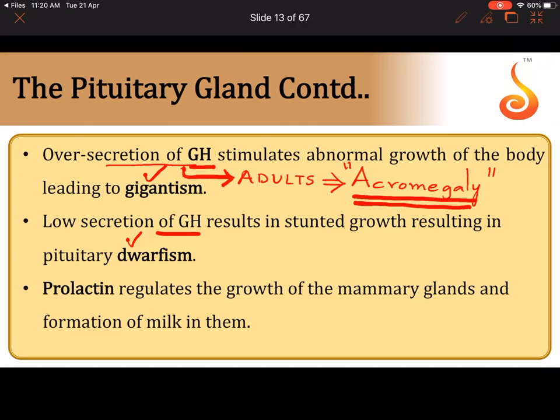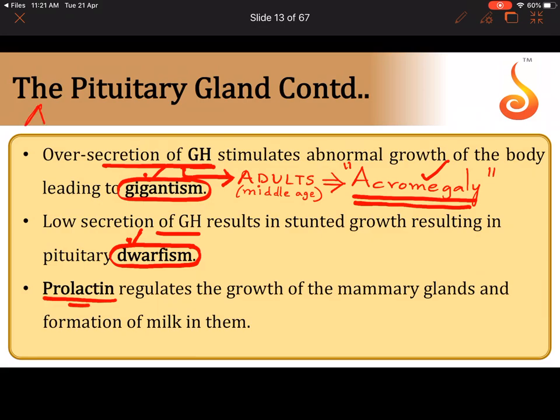This is a hypersecretion condition, a disease where there is excessive growth hormone in middle-aged adults. So when I say adults, you should remember it is mostly in middle-aged adults. The symptoms show up very slowly, and once they show up, if it is not treated, it can also be fatal to the person. So gigantism is excessive secretion in children, acromegaly is excessive secretion in adults, and dwarfism is low secretion. For excessive secretion we use the word hypersecretion.